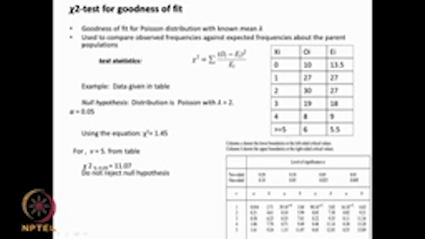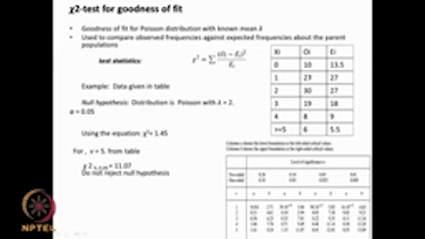Okay, let us again look at a simple problem. We are comparing observed frequencies against expected. So, there is an observed frequency. So, with 0 value there are 10, 1 value 27, 2. So, we can say there are 10 students with a certain group of marks, 27 students with certain other group, 30 students with some other group of marks, 19 students with some other group, 8 students with some other group of marks, 6 students with, but we expect this.